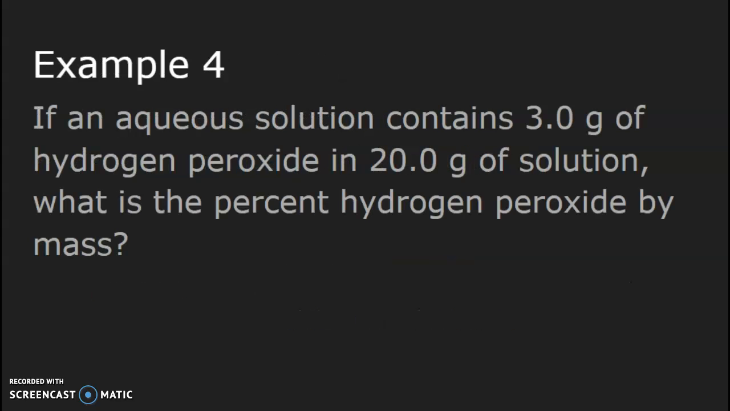So a typical problem is going to look like this. Example number 4. If an aqueous solution contains 3.0 grams of hydrogen peroxide and 20.0 grams of solution, what is the percent of hydrogen peroxide by mass? So we have, in this case, the mass of hydrogen peroxide. We have the total mass of solution. All we need to do is find what percent this 3 grams is out of the 20 grams overall.